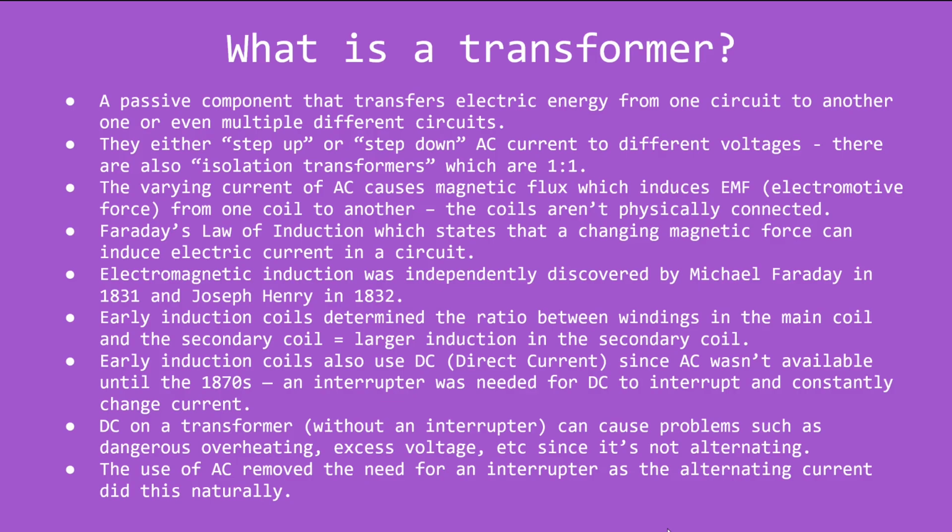Early induction coils used direct current since AC wasn't available until the 1870s. You had to use an interrupter for DC to interrupt and constantly change the current. DC on a transformer without an interrupter can cause a lot of problems. You've got overheating, excess voltage, etc., because it's not alternating. When alternating current became a thing, it removed the need for the interrupter, as alternating current simply did this naturally.